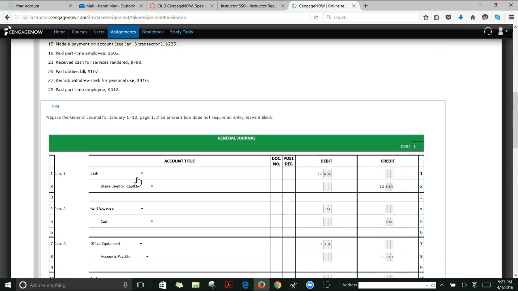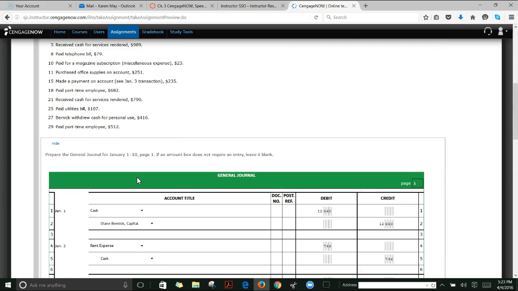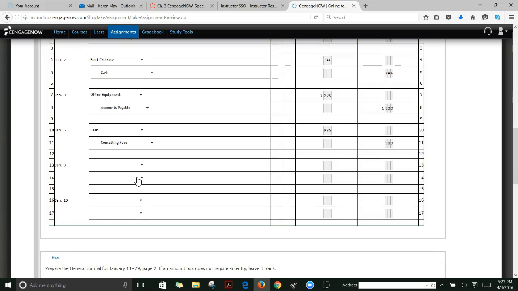On January the 8th, I paid telephone bill $79. So utilities expense, or telephone expense in this case, they have them separate. And every chart of accounts is a little bit different. Some companies have a lot of telephone expense, so they may want a special account for it like this one does. Other companies don't have much telephone expense, so they may not have a special account for it. Depends on how much the account would be used.